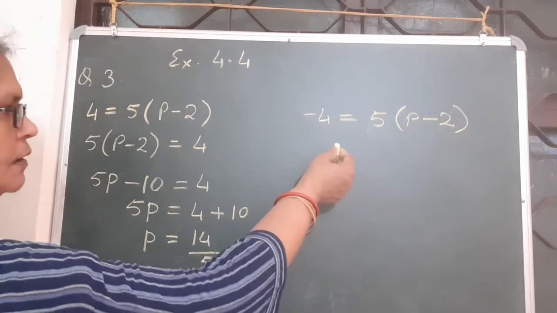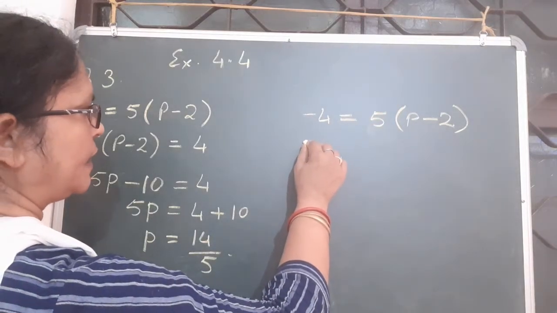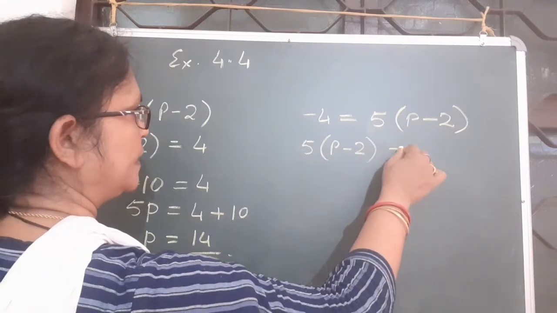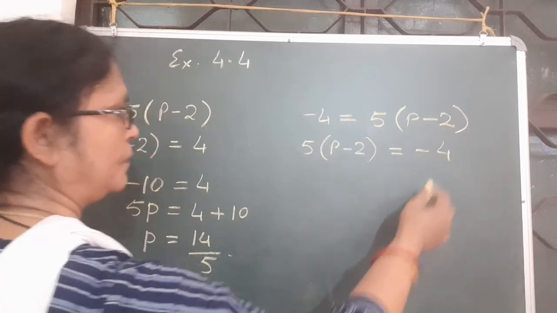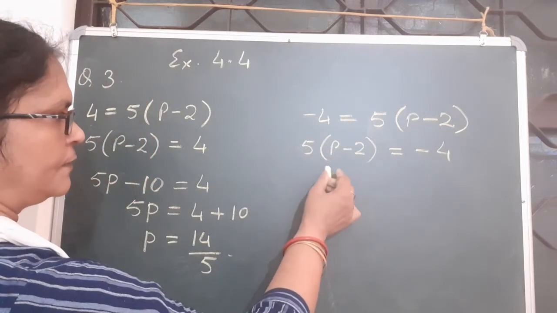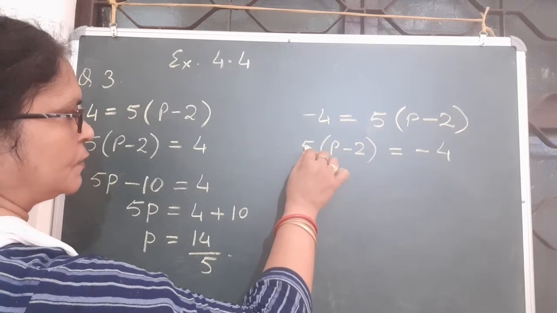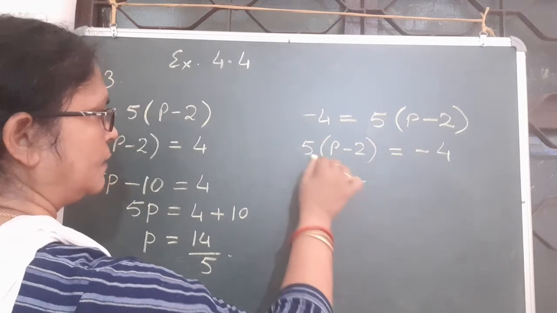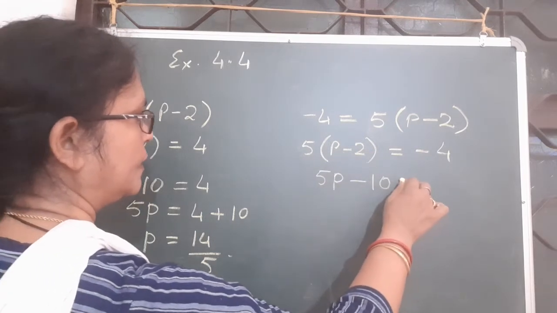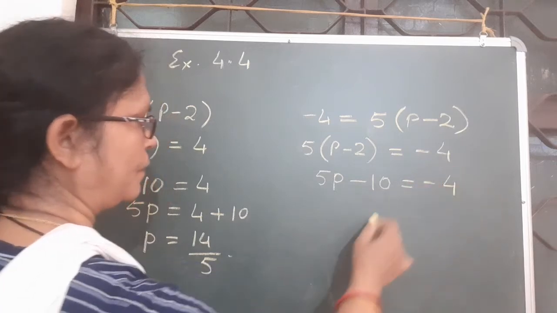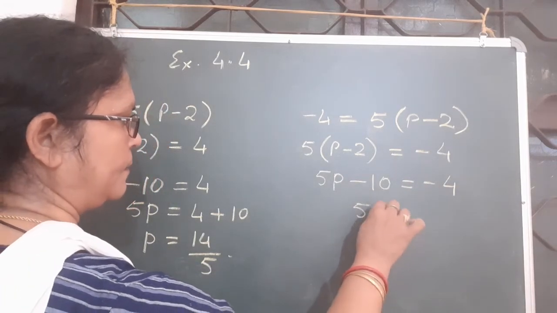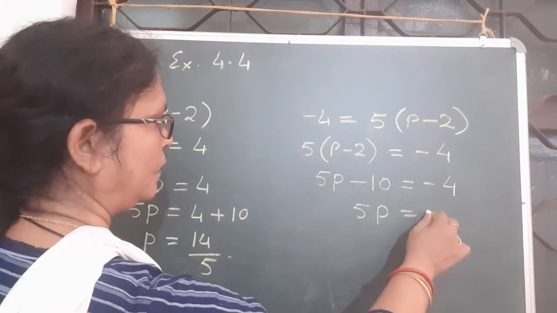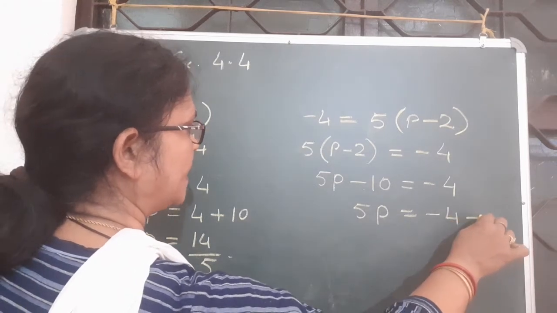Now in the second question, here also you can shift it. You can write 5 into p minus 2 is equal to minus 4. Now again you will first remove the bracket. So 5 into p is equal to 5p, then minus 5 2s are 10 is equal to minus 4. Now in the next step 5p is equal to, here it is minus 4 and minus 10, so on right hand side it will become plus 10.